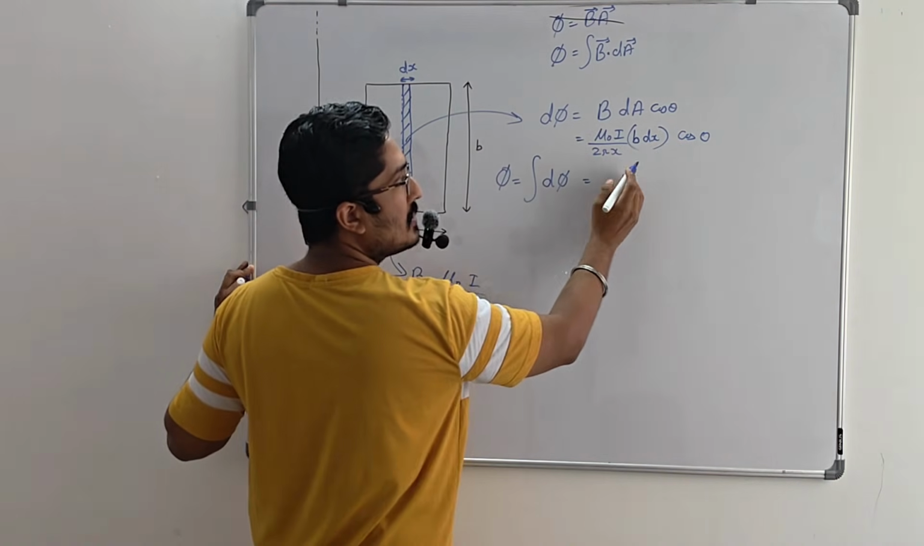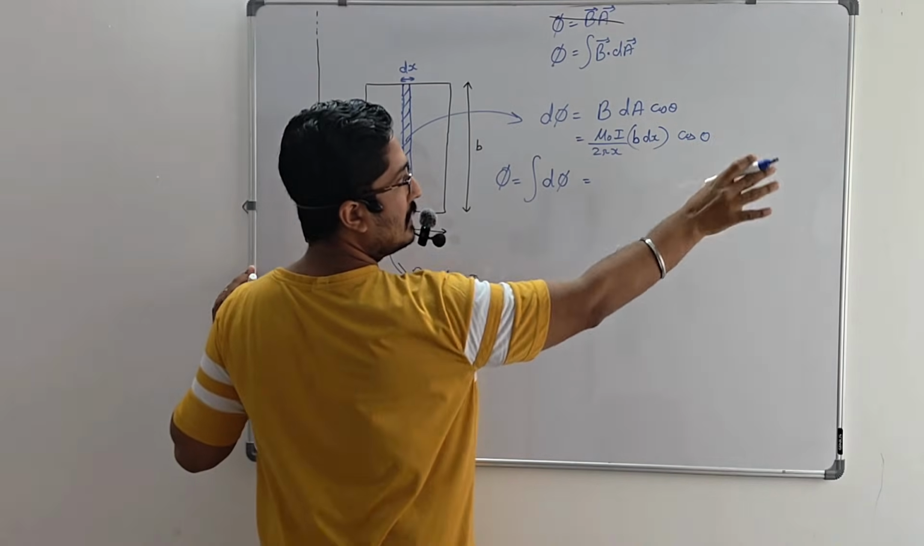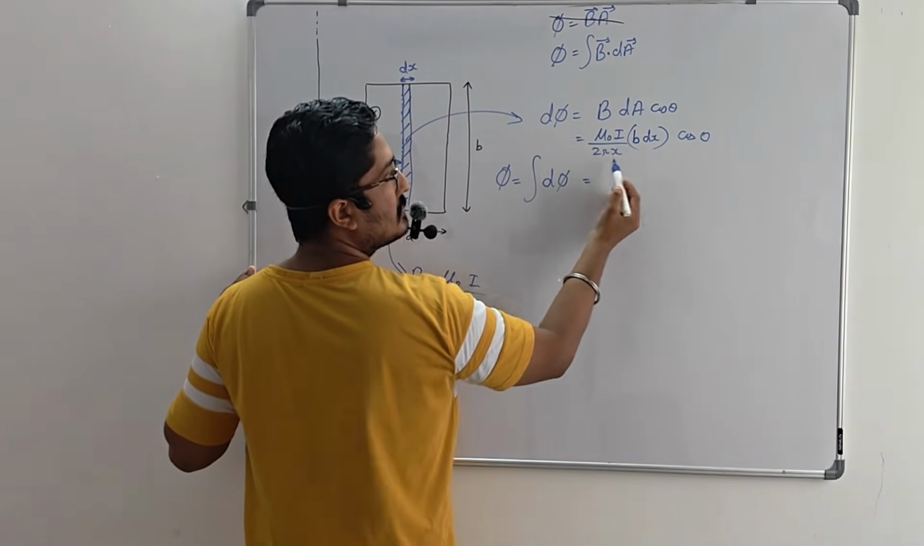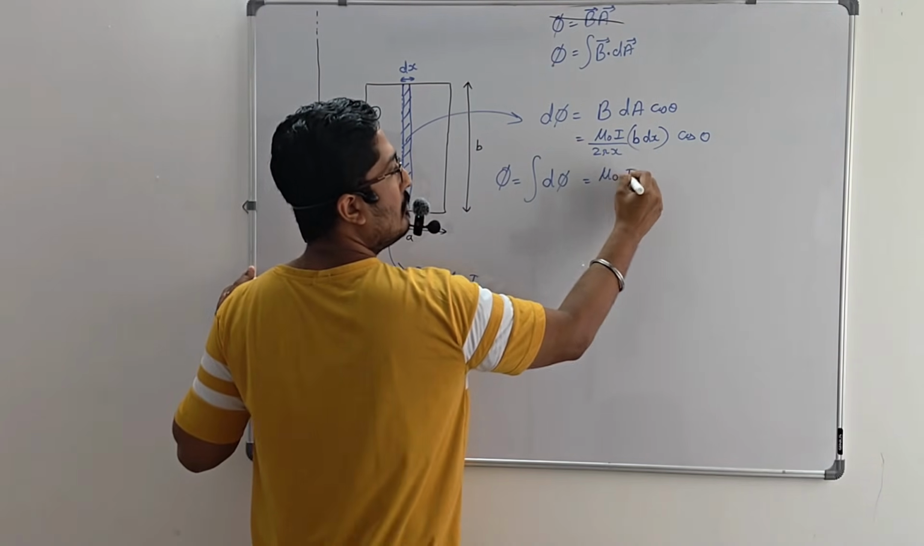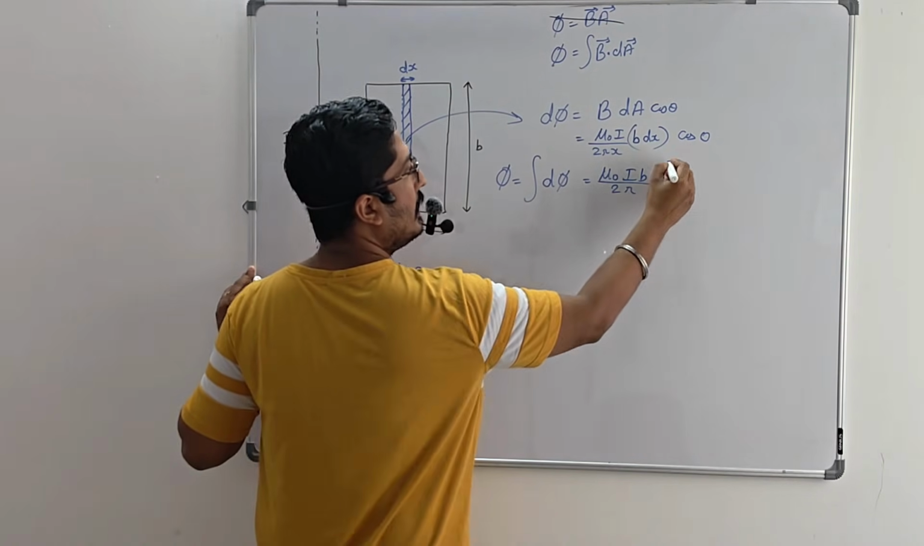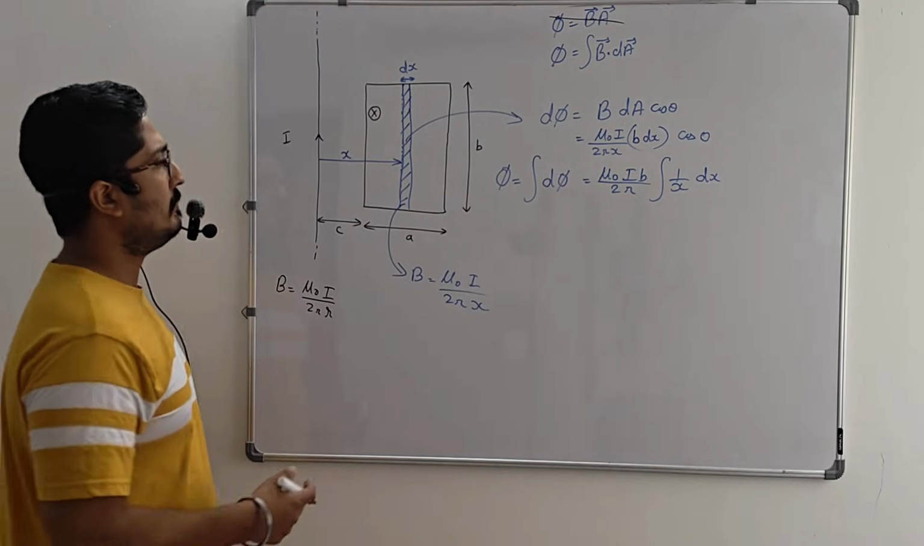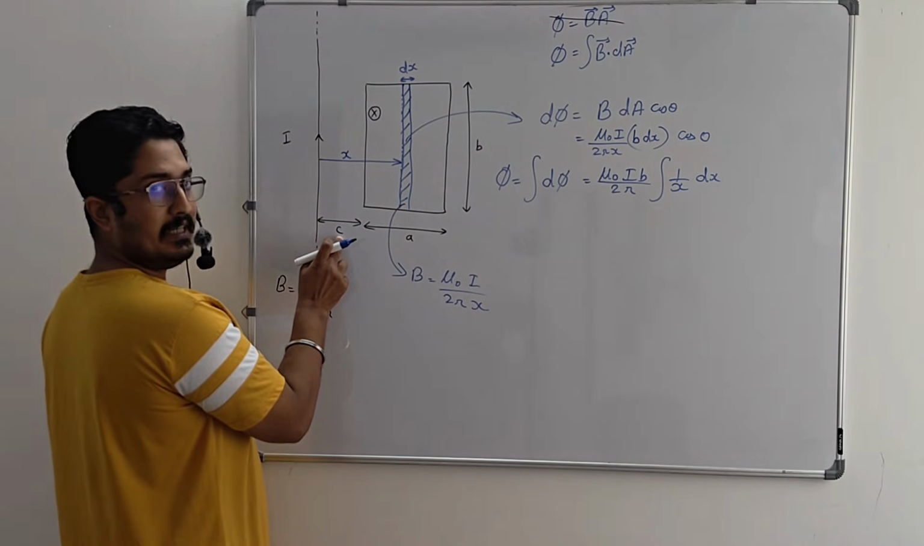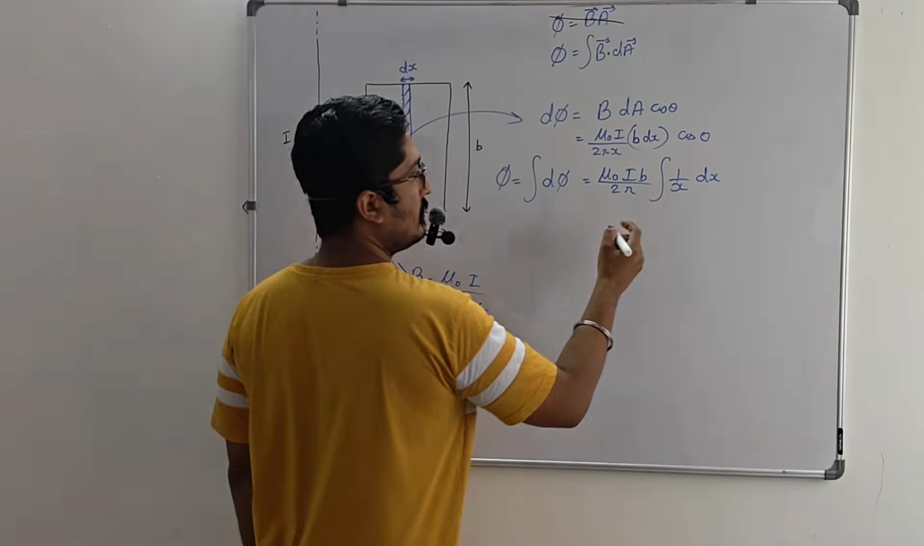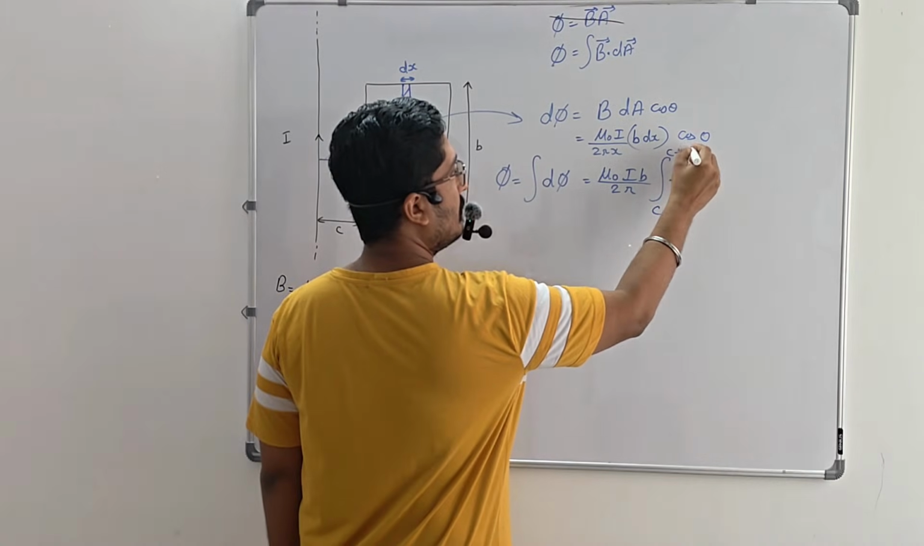And that would be here, integration. What is the variable here? Cos 0 is anyway 1, that's gone. Mu naught I b, everything is constant. 2 pi is constant, so let me take it out. Mu naught I b divided by 2 pi, integration of 1 by x dx. What will be the limit of my x? My x will be changing starting from a value of c until c plus a. So I can have this as c to c plus a.